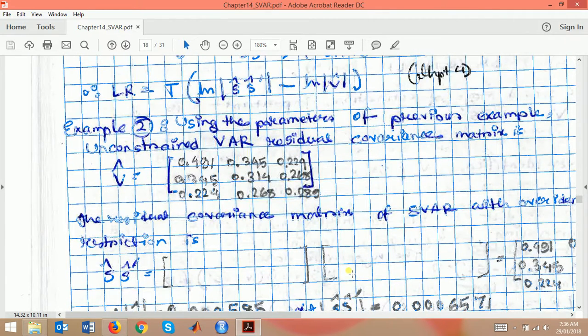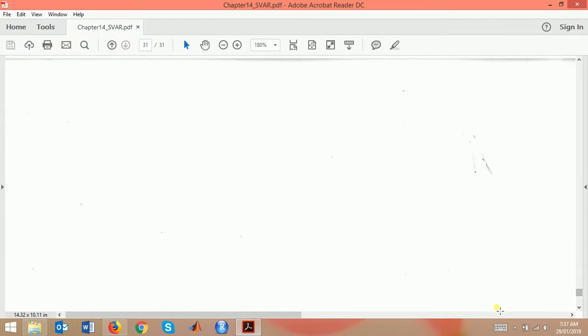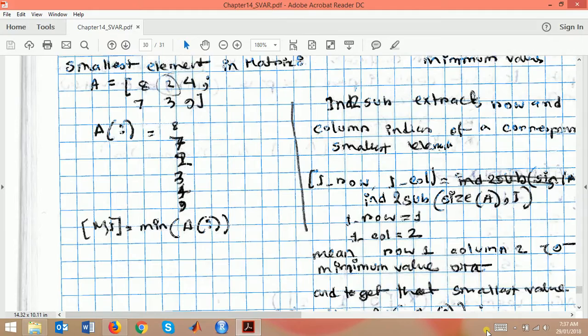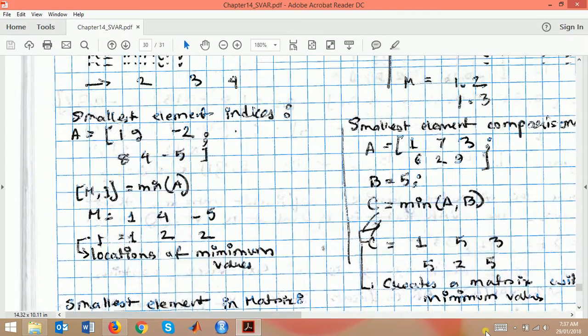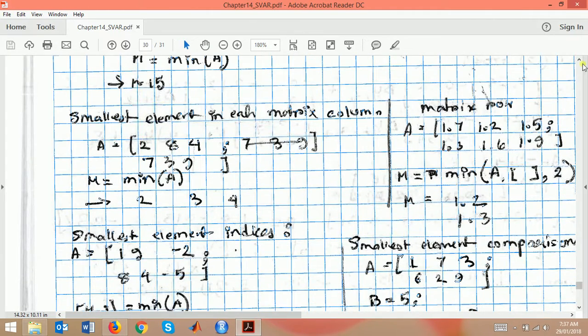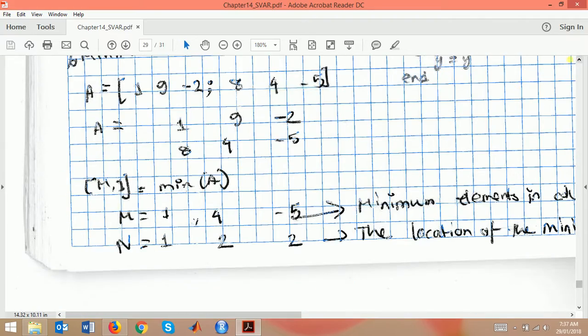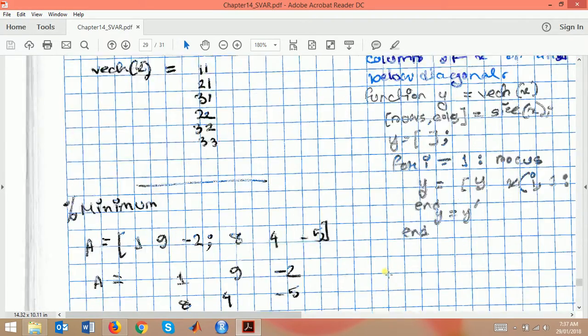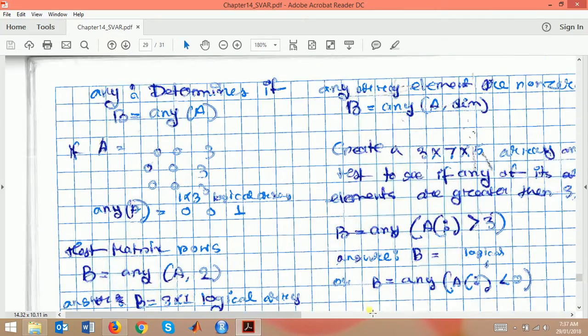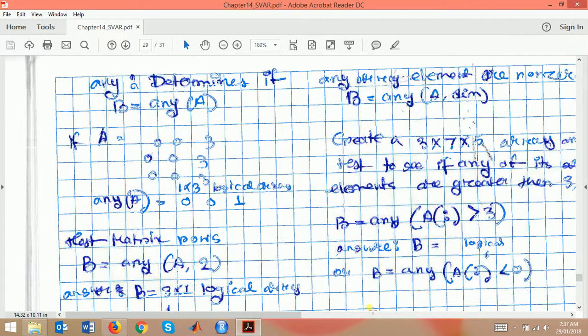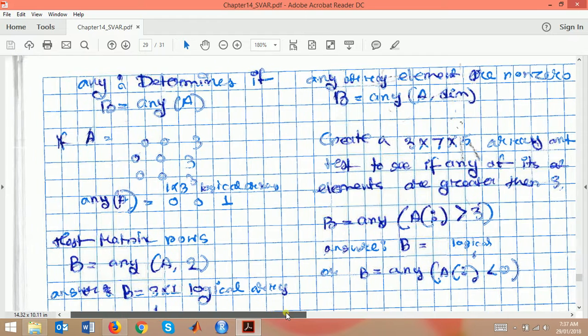So these are the testing methods, and here ends the discussion on SVAR. Next we'll move on to the application, but before that there is something we need to talk about. Very simple stuff, but we will need it in our calculations. So first is the any function.